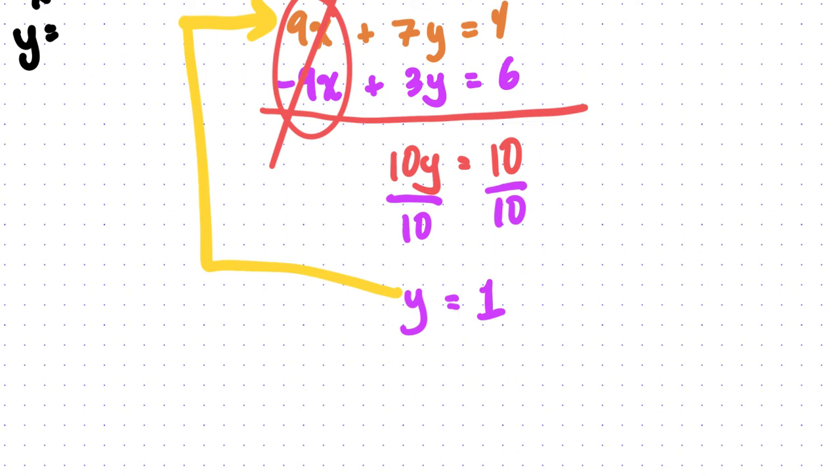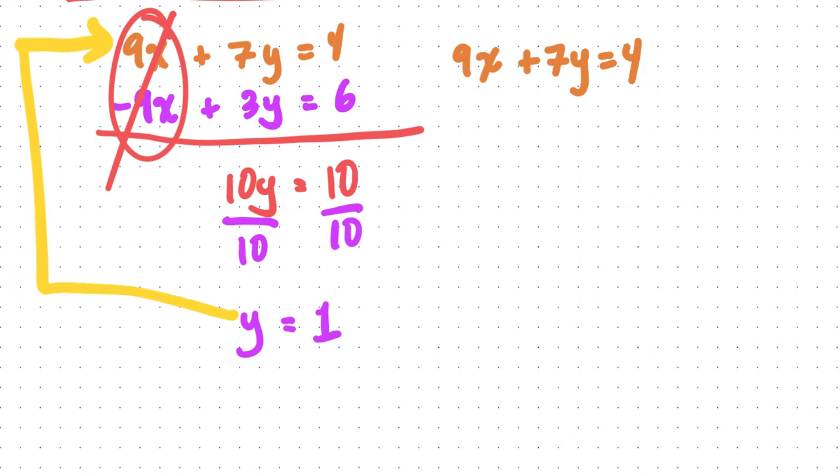So I'm going to go ahead and take that equation, 9x plus 7y equals 4. And now that I know how much y is equal to, I can evaluate that for the y variable. So 9x, still don't know what x is, plus 7 times 1 is equal to positive 4. And now we can solve for x, because now we just have one variable in this equation.